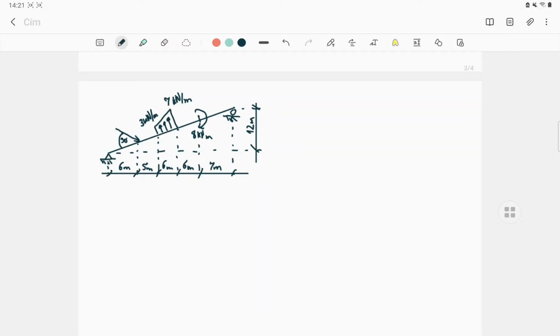Hello everybody, in this video today we will solve a two-supported beam, but with a slope. So the beam is not horizontal, we have an angle between the horizontal axis line and the beam, that will be the alpha angle. Let's say we have a force, for example 15 kN.